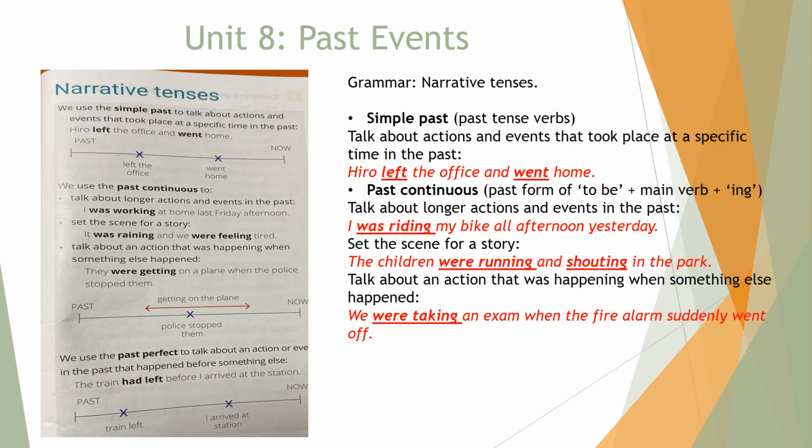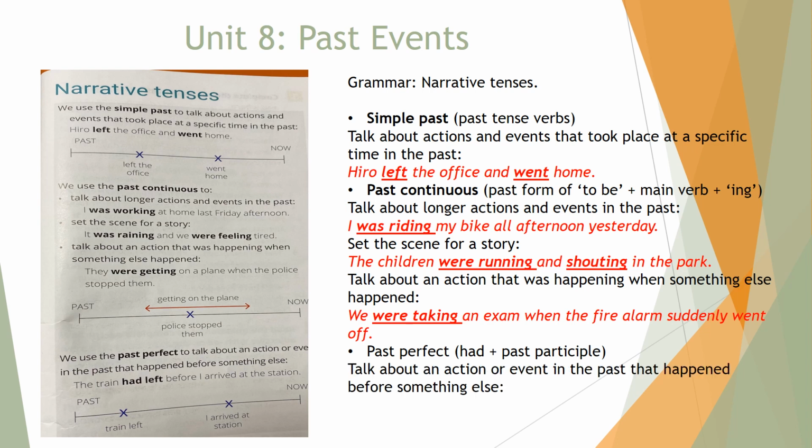Okay, and then the last one, and this is what I talked about earlier in this video, past perfect. Talk about an action or event in the past that happened before something else. So you're talking about 2 actions from the past, but specifically they are connected. One happened before the other. And in this one you use had before a past participle.